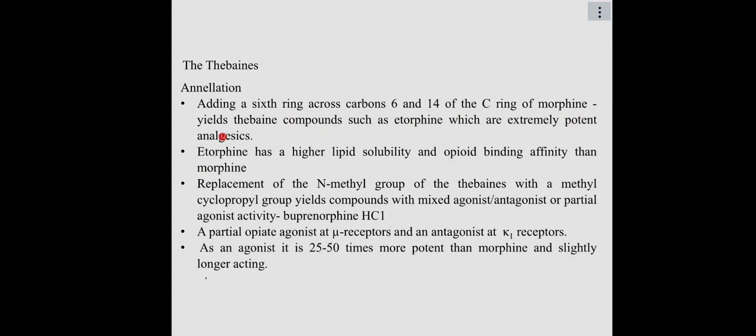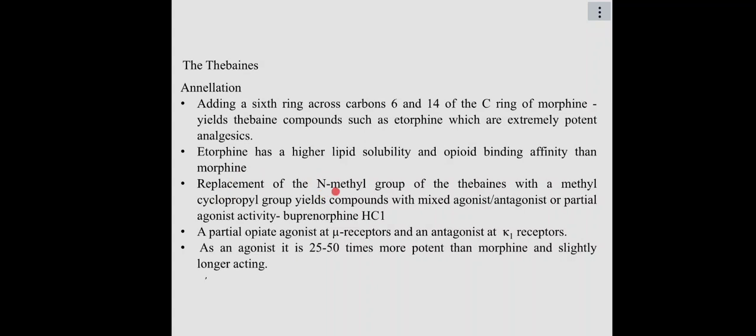Again, when you add an extra ring, all we are saying is that we are adding lipid solubility, and the molecule can penetrate the membranes much, much better. Etorphine has a higher lipid solubility and opioid binding affinity than morphine. When we look at the structure of etorphine, of course, it is a derivative of thebaine. You will find that you do not only do the annulation, but you also add another group at position number 7 and further increase its lipid solubility, of course, still taking care of the water solubility for the compound to have dissolution in the GIT if it is given orally.